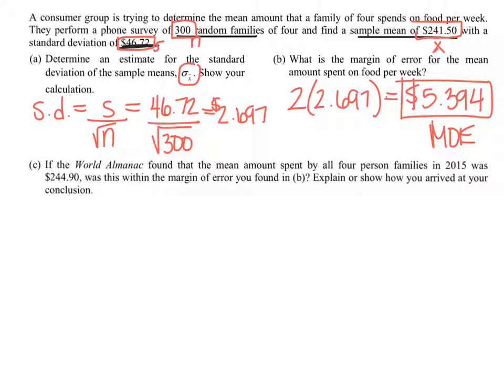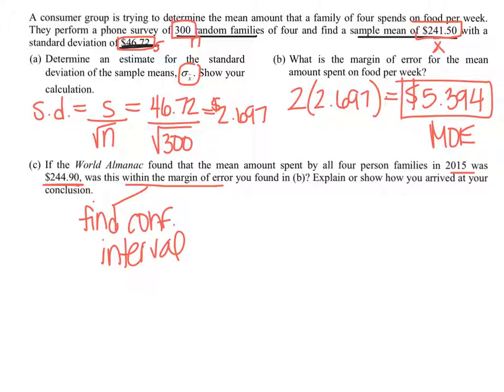And this last piece says, if the World Almanac found that the mean amount spent by all 4-person families in 2015 was 244.90, was this within the margin of error you found in Part B? Explain or show how you arrived at your conclusion. So when they're asking, is this within the margin of error, remember the whole idea behind margin of error and how it helps you make a confidence interval. So this would really tell me, find the confidence interval and then see if my values are in there. So find the confidence interval is what this wording would tell me to do.